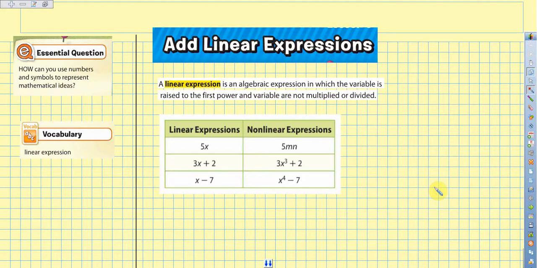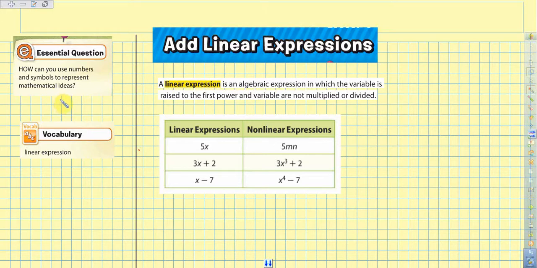Hey, welcome. This lesson is on adding linear expressions. It's almost the same as simplifying expressions, but we can categorize it a little bit differently into what a linear expression is. This lesson is found on page 395. So our essential question for this lesson today is, how can you use numbers and symbols to represent mathematical ideas? Again, with the variables, we're working our way towards equations.